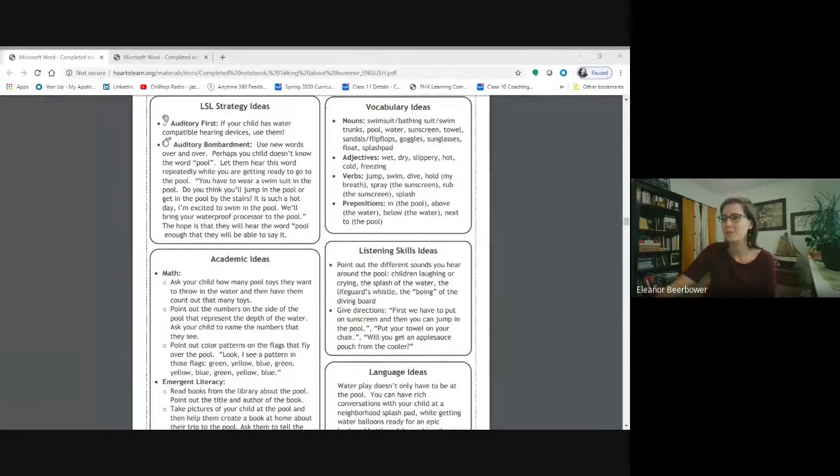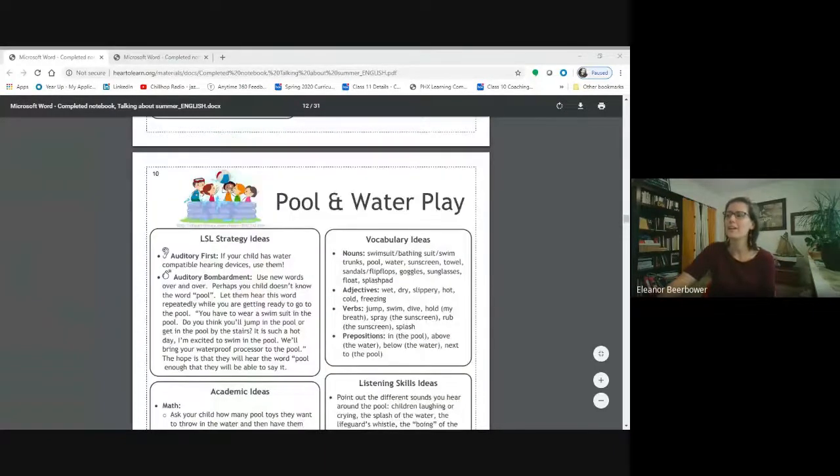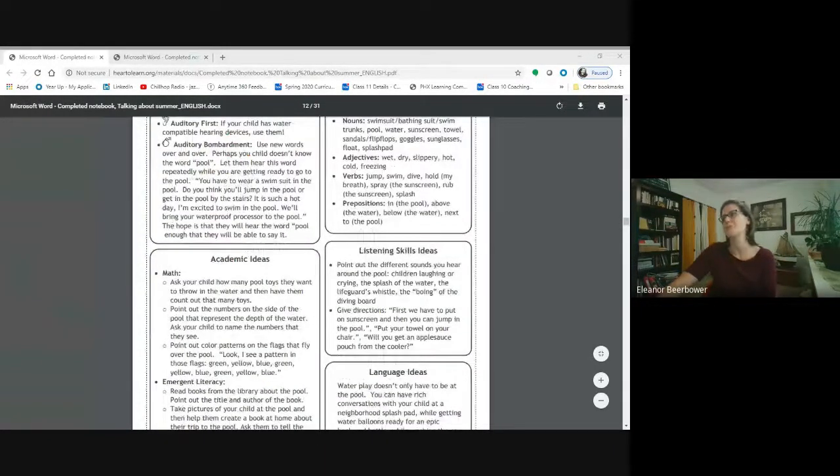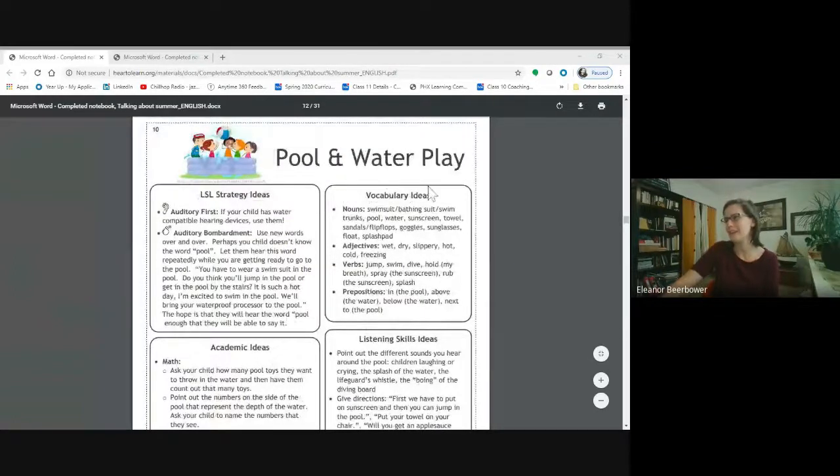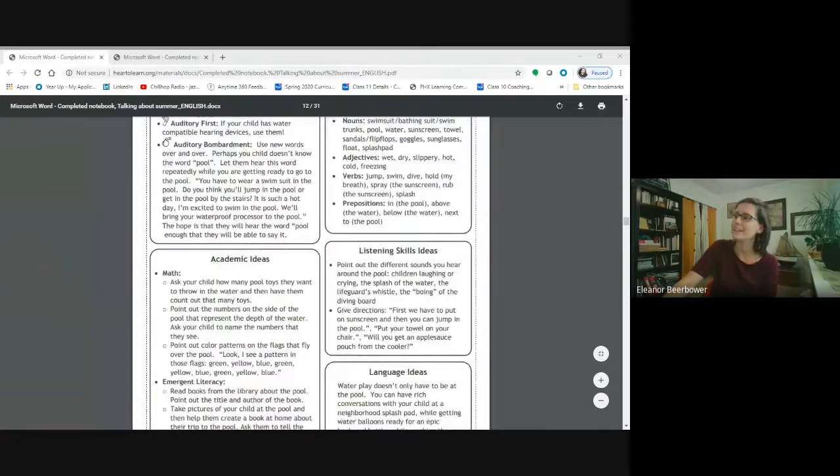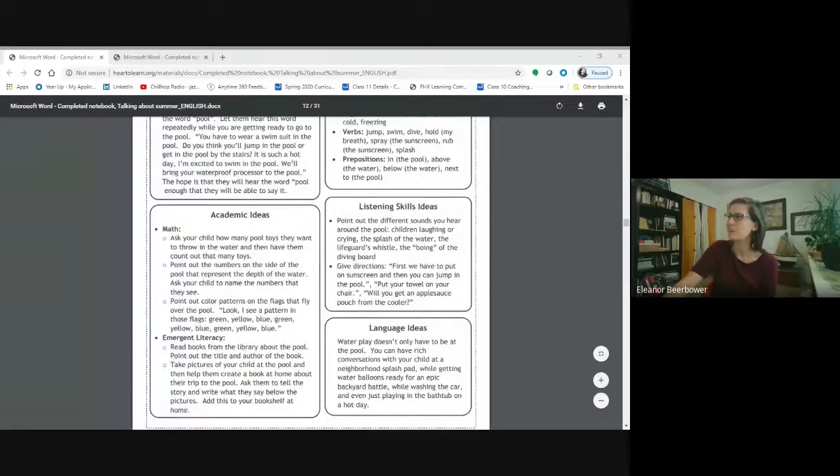there's information about different ways to embed listening and spoken language strategies in water play, academics in water play. You'll find different vocabulary ideas that can be useful during water play. And also listening skills ideas, including pointing out different sounds, giving 1 or 2 step directions, and also language ideas. So here it goes into, it can be in the bathtub. You don't need to have a swimming pool to engage in water play.